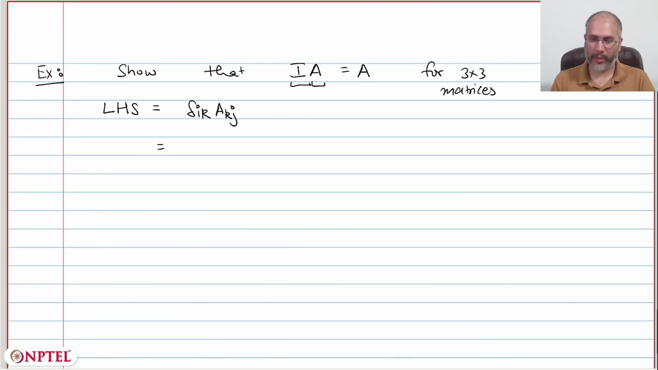And now we can use the substitution property of delta. So this becomes A ij. And what is the right hand side? If I write the right hand side in indicial notation as well, then the right hand side is A ij. So I can see that both LHS and RHS are the same. So that again completes the proof.